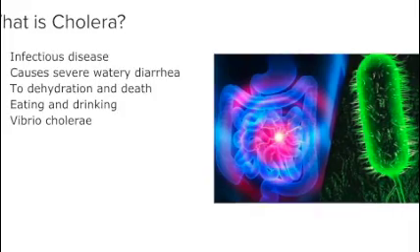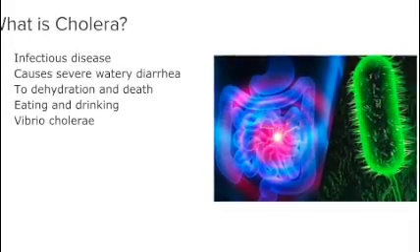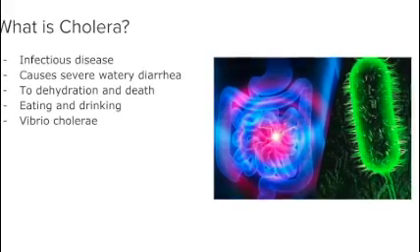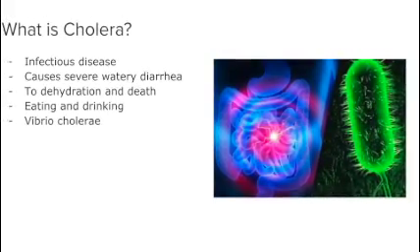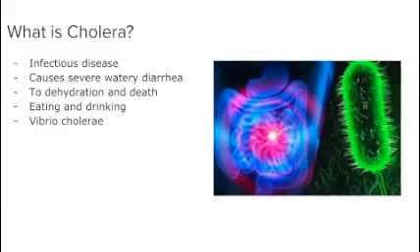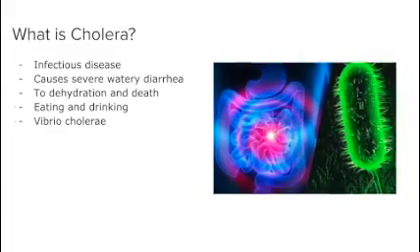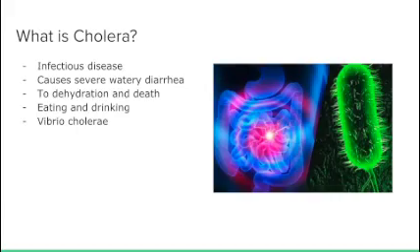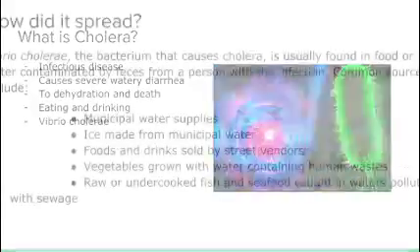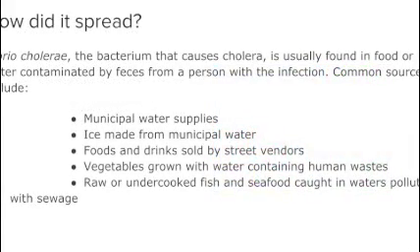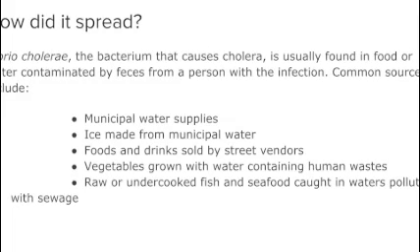Cholera is an infectious disease that causes severe watery diarrhea, which can lead to dehydration and even death if untreated. It is caused by eating food or drinking water contaminated with the bacterium called Vibrio cholerae. A person can become infected by drinking water or eating food contaminated by the bacterium.